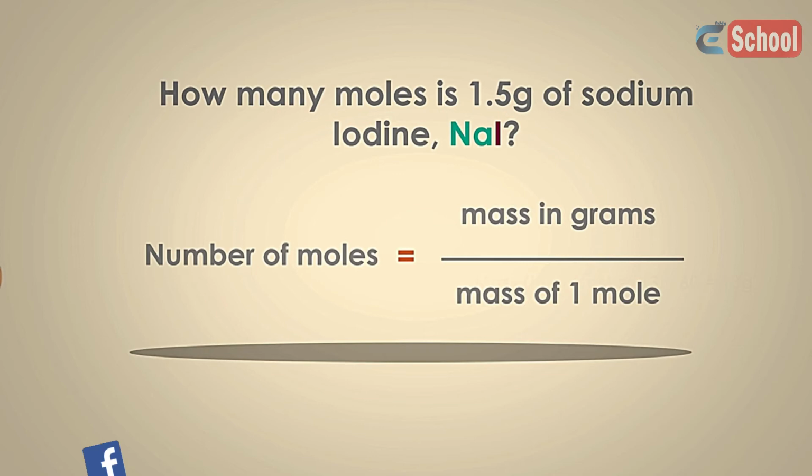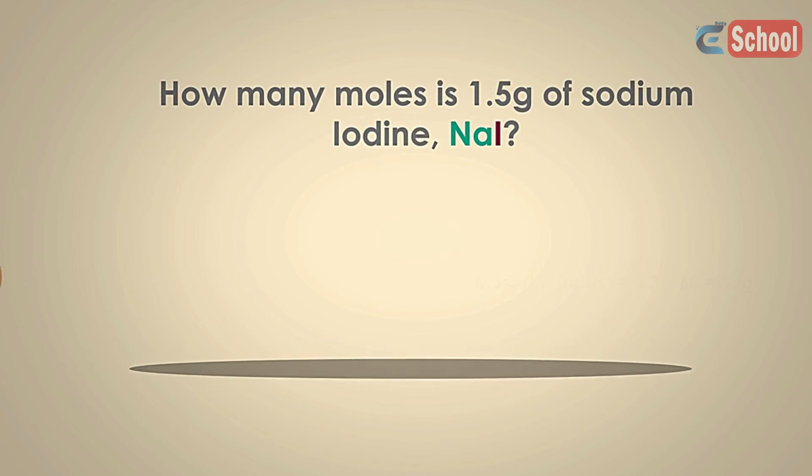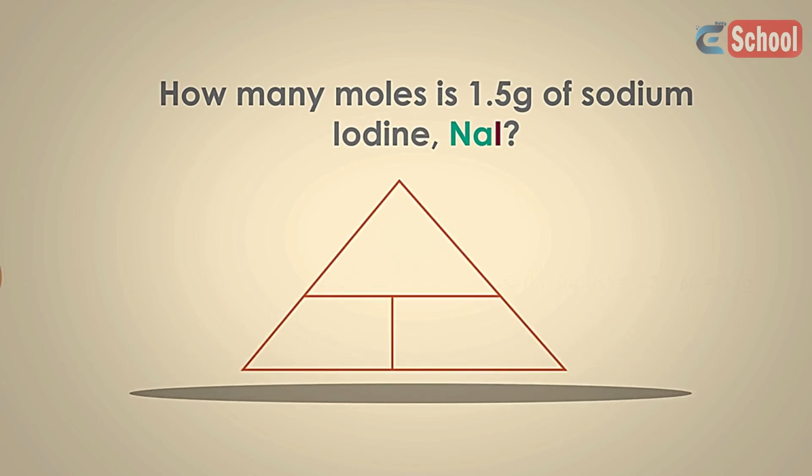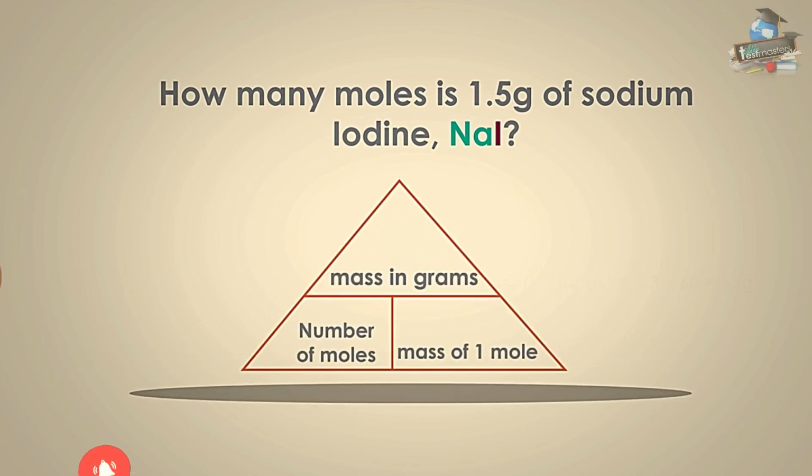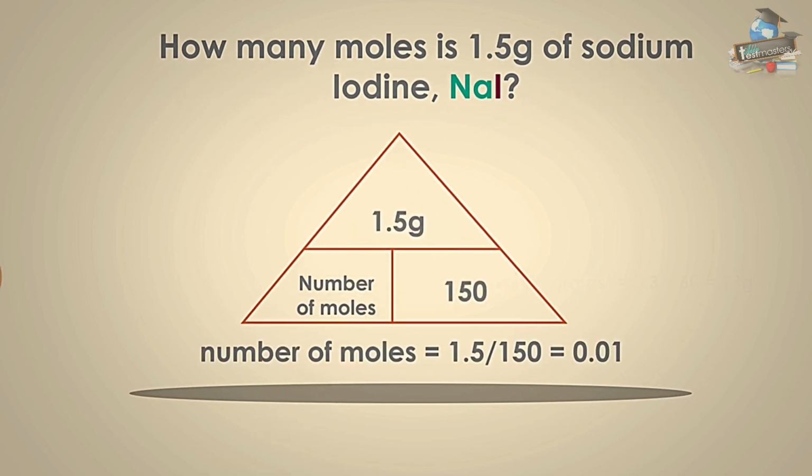We can work out how many moles we have by putting in the mass and rearranging. This is also known as a triangular equation. You can write it like this. To find any one quantity, cover it up with your finger to give the rearranged equations. We want to find moles. There are 0.01 moles of sodium iodide.